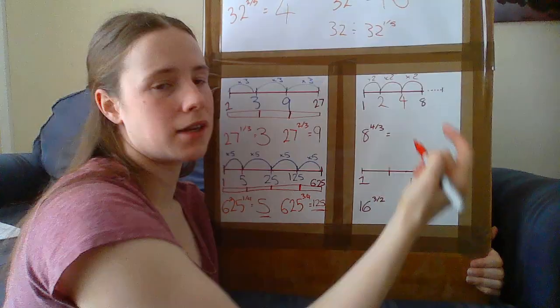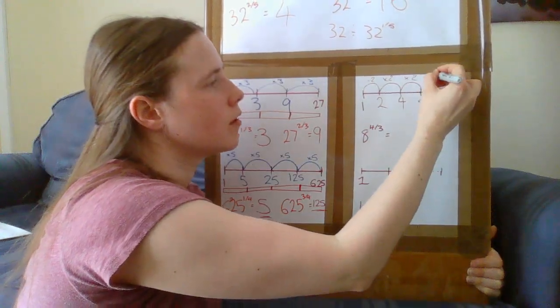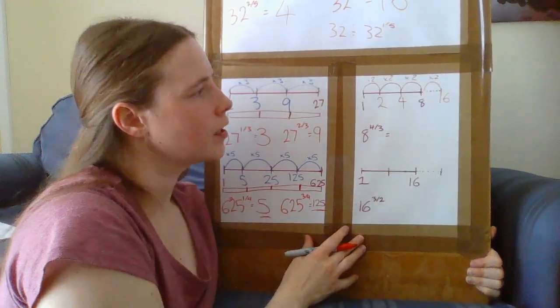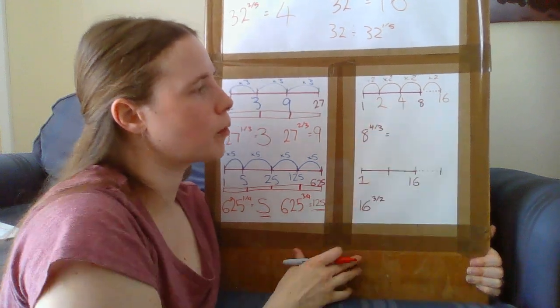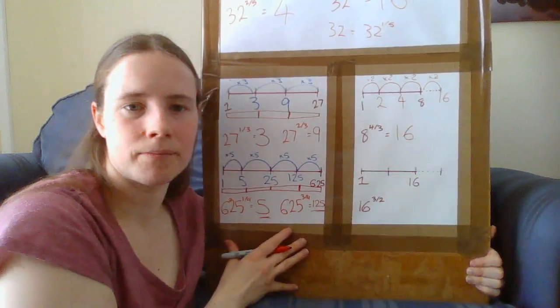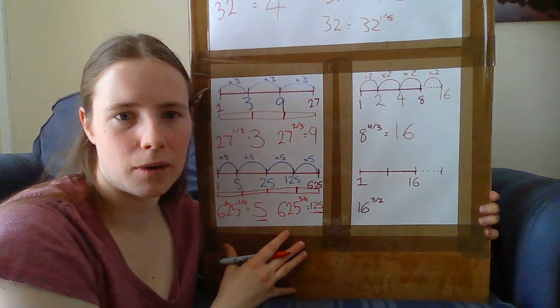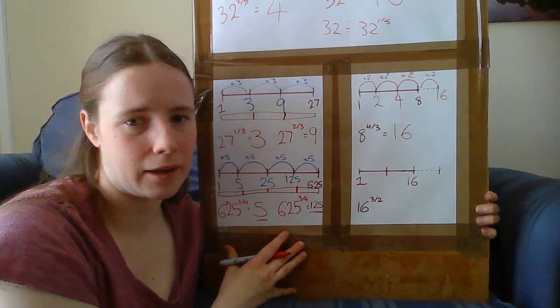And then to go to the next position along, I'm going to have 16. So if I break 8 into thirds, and then I go 4/3 up from the 1, I get 16. It's a little bit weird, but it does still work using this number line process if you like it.